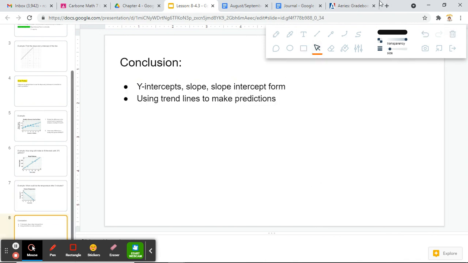All right, so in conclusion today, we learned about y-intercepts, slopes, and slope-intercept form, and we also used our trend lines to make predictions. So don't forget to write your 2-sentence conclusion, and I'm sure there's going to be a lot of questions on this one, so make sure to ask me them tomorrow.